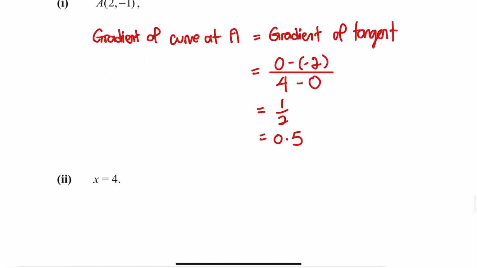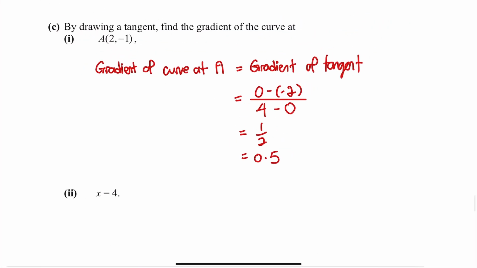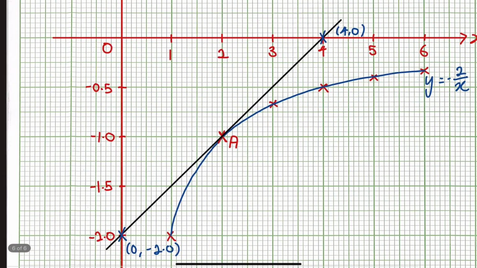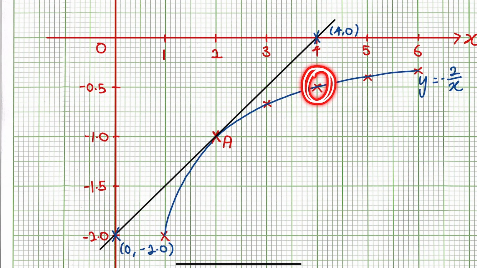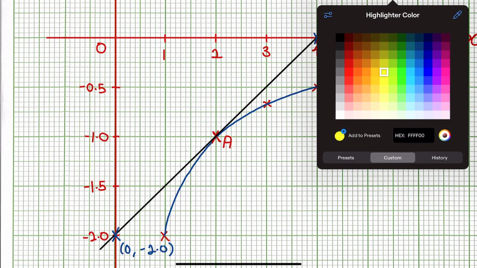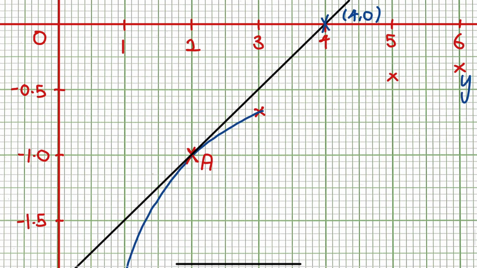And last one. Find the gradient of the curve at x equals 4. So let's look at x equals 4. When x is equal to 4, this is the point I'm looking at. I will highlight this in yellow. This point over here.